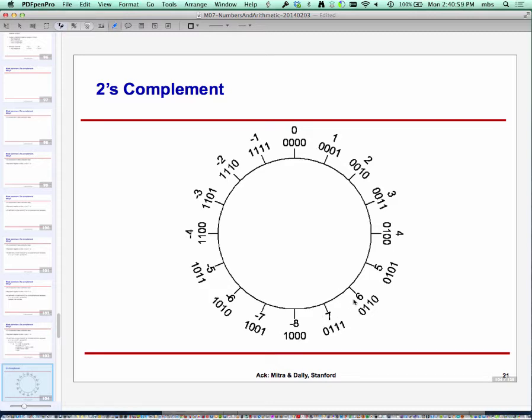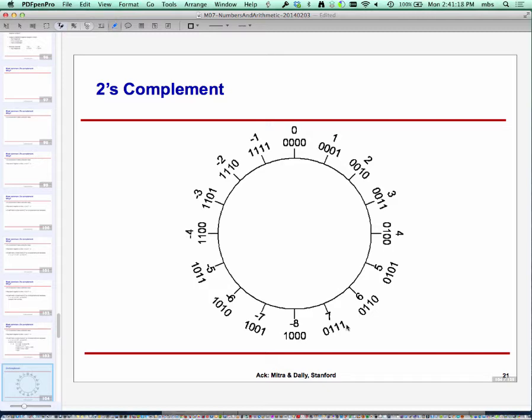And what we do is, for the positive numbers and for the number 0, I use the normal 4-bit representation. So 0 is 0, 0, 0, 0, or 4 is 0, 1, 0, 0, 7 is 0, 1, 1, 1. Those are just the normal representations, right?